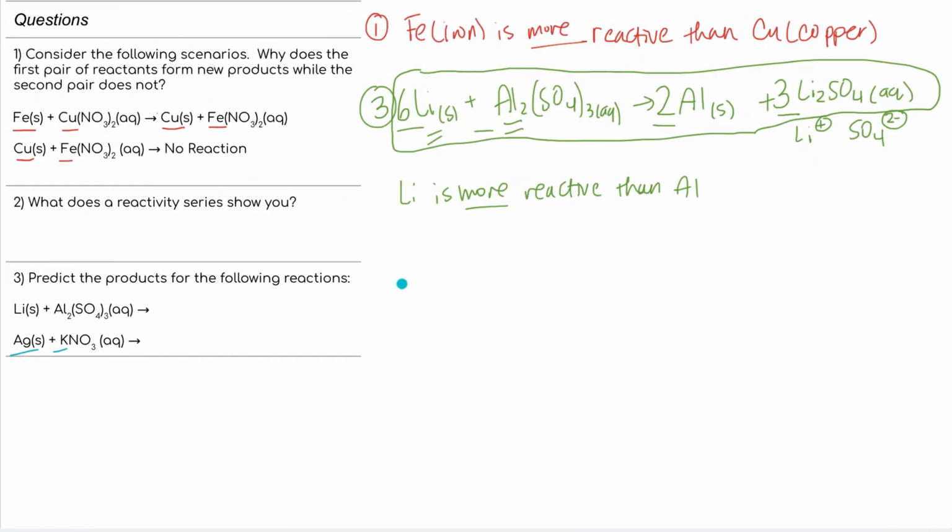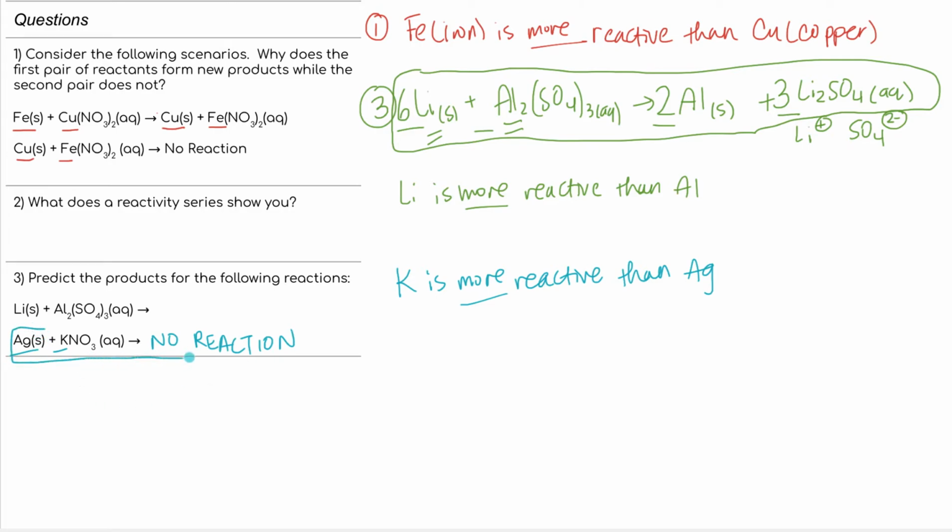So we found out that K is more reactive than Ag. So what that means is, as the solid silver trying to replace the potassium, that's not going to happen because potassium is more reactive than silver. So potassium's like, nope, sorry, I'm staying in solution. You can't replace me. So therefore, we're going to say that there's actually no reaction that happens for this second example for number 3.